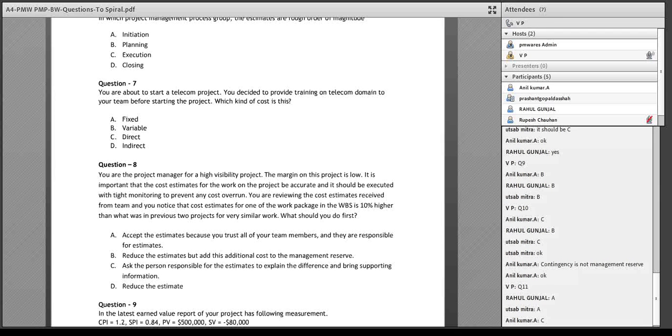Total float is 8 days. It doesn't tell us good or bad. We don't know if 8 days of float is good or bad. So nothing can be concluded with the 8 days float. 10 activities are on the critical path. We don't know. There could be 100 activities on the critical path. Is it going to make any difference?